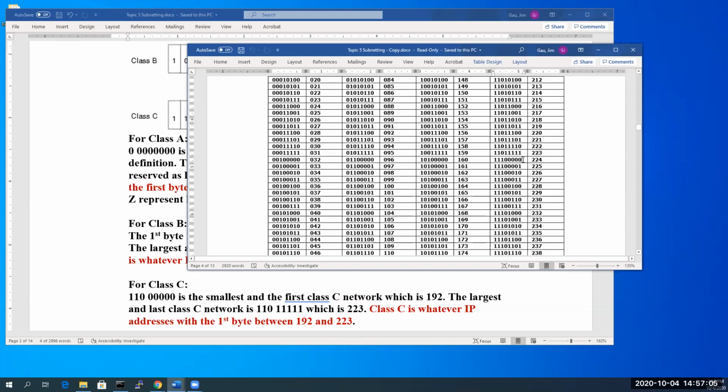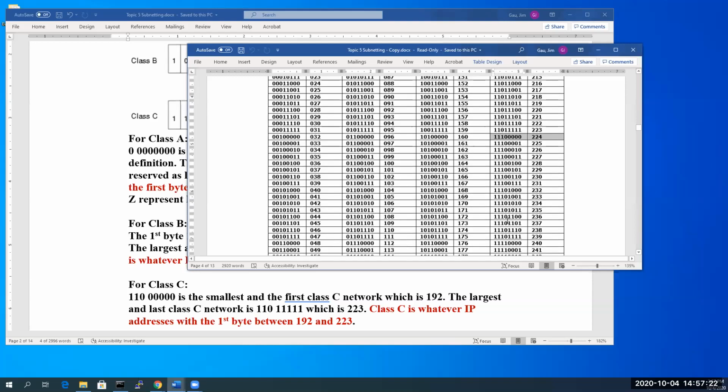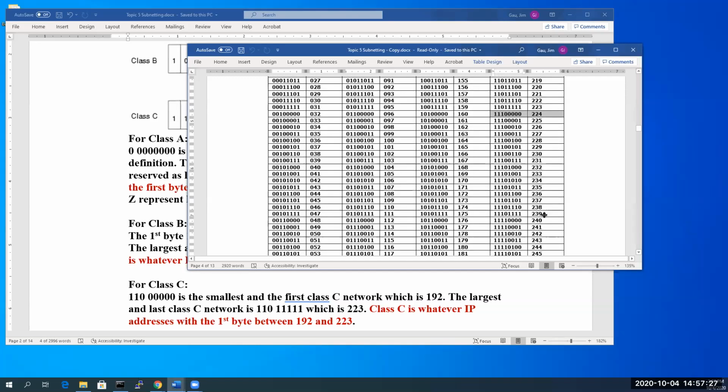Well, you probably already figured out, then class D will be starting from here, 224. That's a multicast address, right? By the definition, 110 has been used up. Next up is 111. So the fourth bit is 0, that's multicast. So 1110, 1110, 1110, go all the way to here. This is the largest one, 1110.